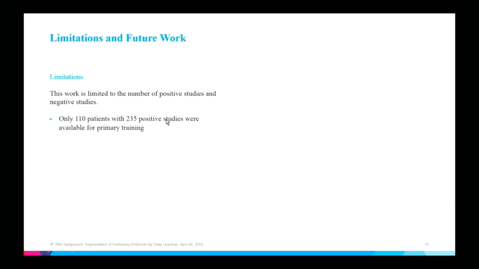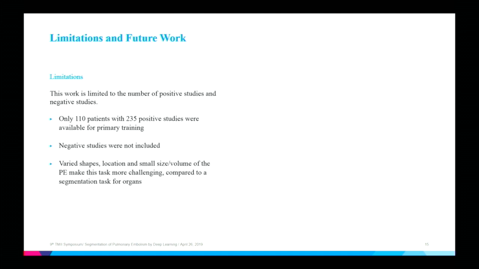We do see deep learning can help with the segmentation, but there are, of course, some limitations of this study. We are definitely limited in the number of positive studies and negative studies. We only have 110 patients with 235 positive studies, and we didn't include any negative studies yet.